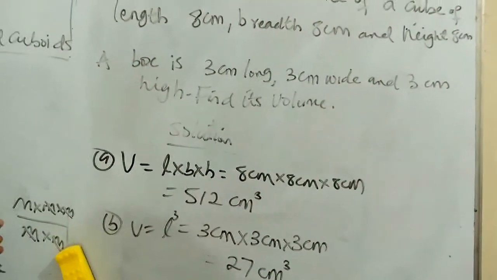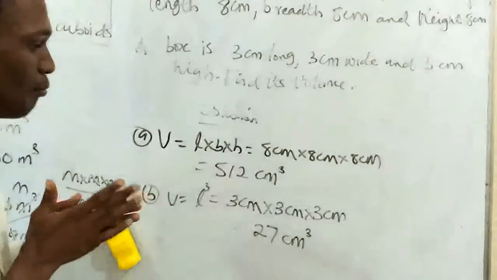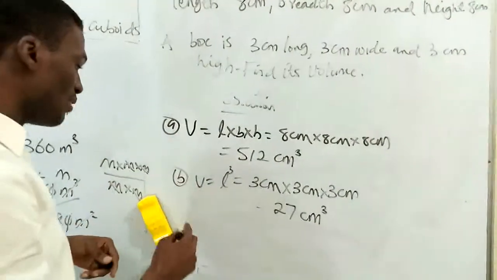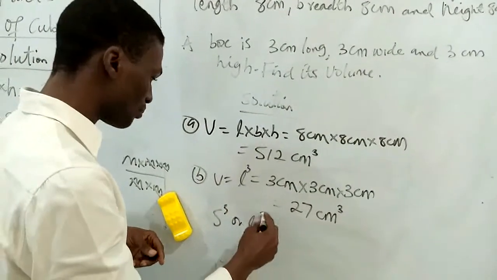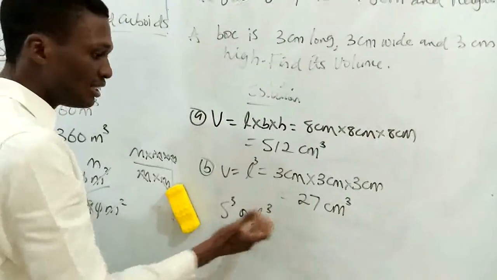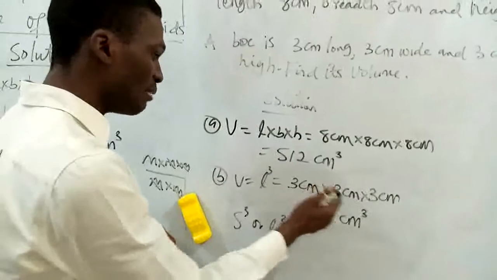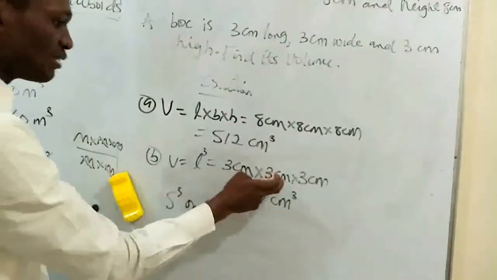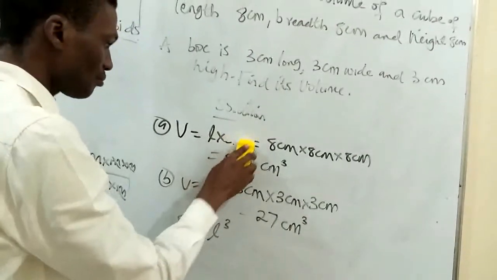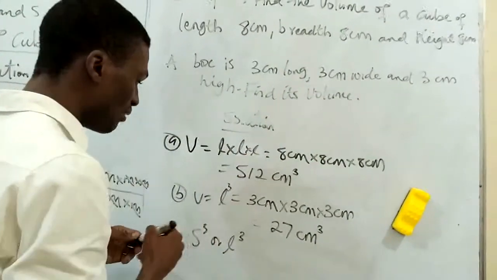You say a box is 3 cm long, 3 cm wide, and 3 cm high. You have to find the volume of that box. I said that we still apply our formula. The volume of a cube is given as side cubed or length cubed, because their edges are the same. So the cube of the side, we have 3 times 3 times 3. 3 times 3 gives us 9, and 9 times 3 gives us 27. So the volume of that box is 27 centimeter cube.